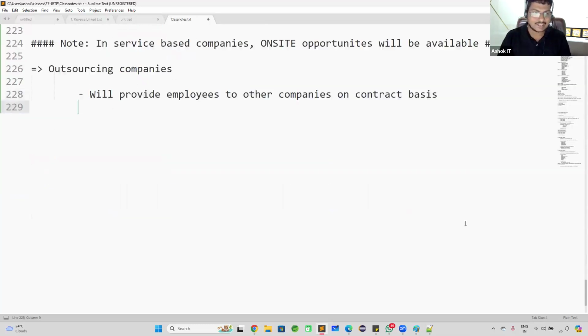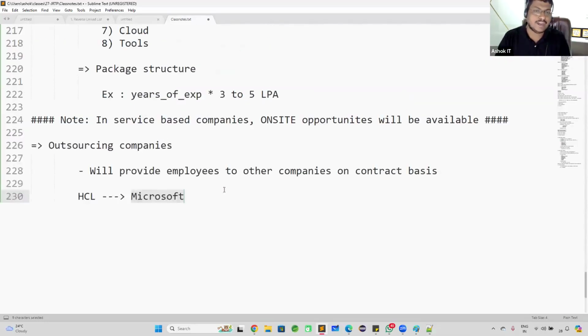So what is the meaning of that? You will get selected in the HCL interview, but HCL will send you to Microsoft to do the work. You are not a direct employee of Microsoft; you are a contract employee to Microsoft. HCL is your parent company, but HCL will send you to the Microsoft office for 1 year. So you are a permanent employee to HCL, and a contract employee to Microsoft. The company which provides employees to other companies on a contract basis is called an outsourcing company.